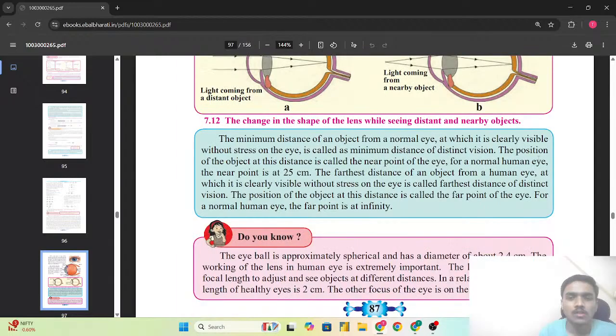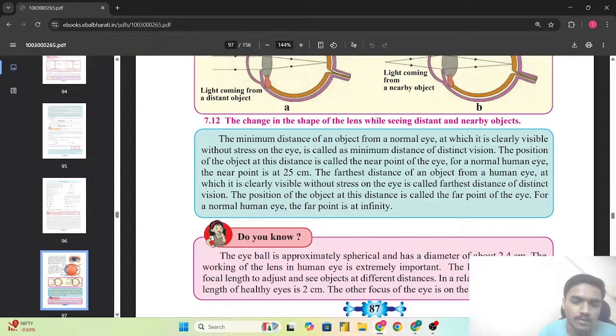So again, here we are given that the minimum distance of an object from a normal eye at which it is clearly visible without stress on the eye is called the minimum distance of the distinct vision. मतलब एक ऐसा डिस्टेंस जो नॉर्मल आई को कि जो ऑब्जेक्ट है वो क्लियरली विजिबल हो सकता है विदाउट द गिविंग द स्ट्रेस ऑन द आई, दैट इज कॉल्ड एज द मिनिमम डिस्टेंस ऑफ द डिस्टिंक्ट विजन. The position of the object at this distance is called the near point of the eye.